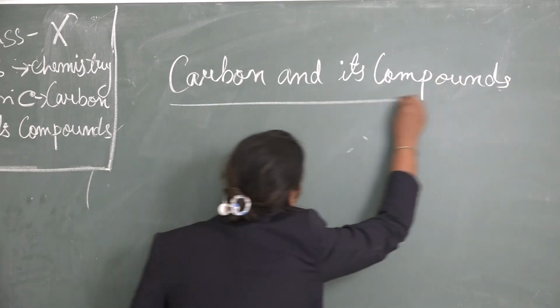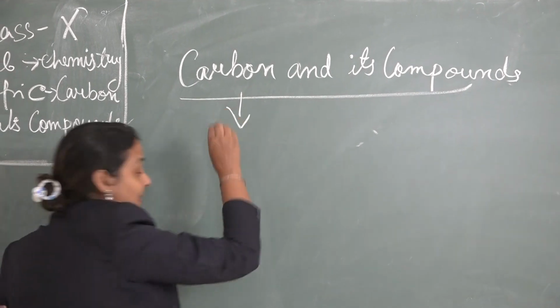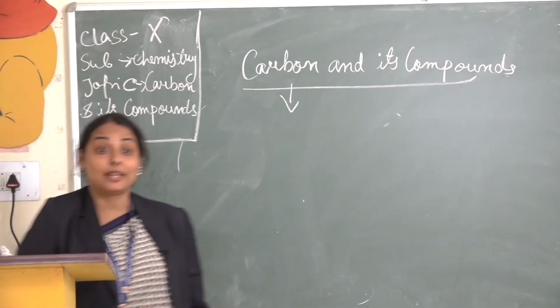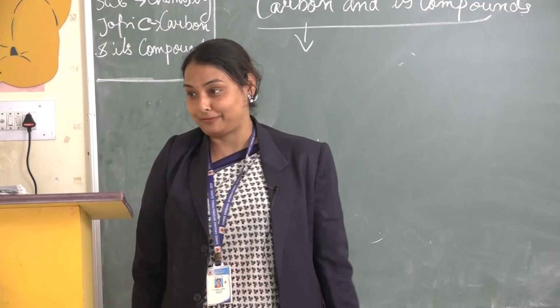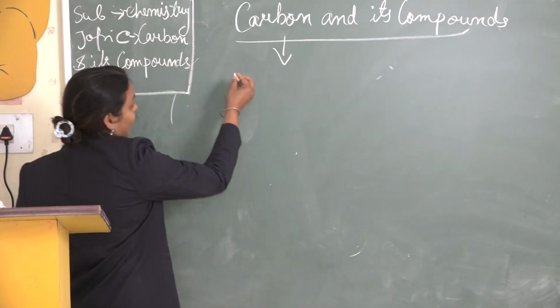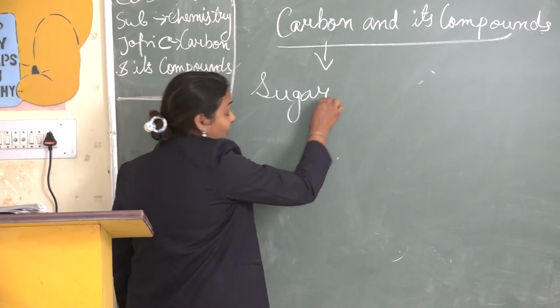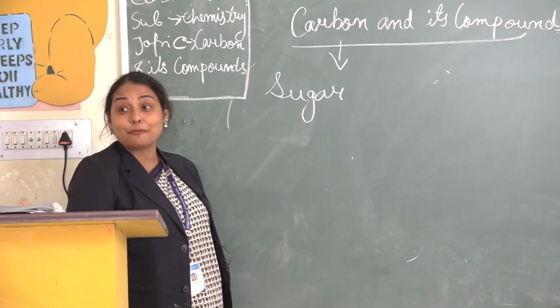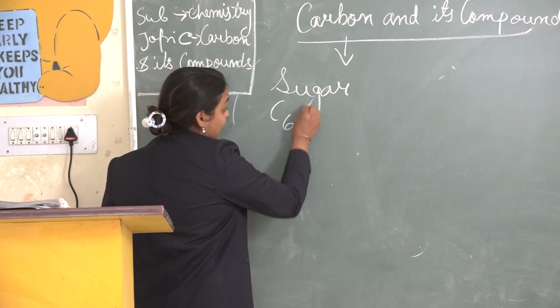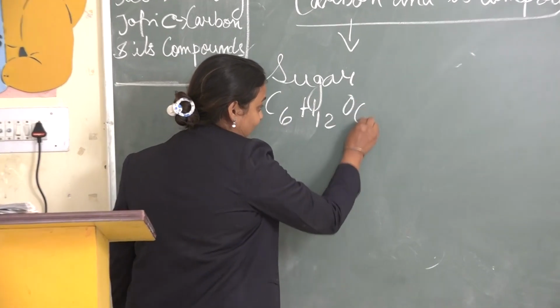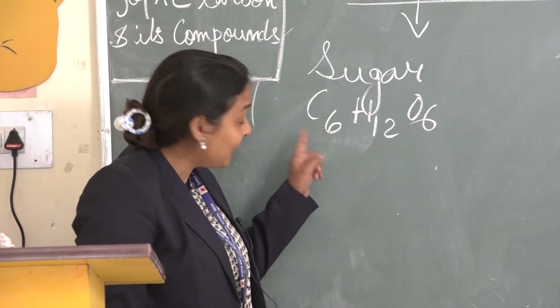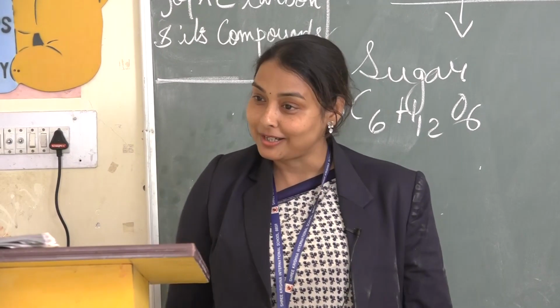Now, this non-metal is very essential for our daily life. For example, we are using sugar, right? If we talk about the formula of sugar, we know it is C6H12O6, right? So here also there is a presence of carbon.